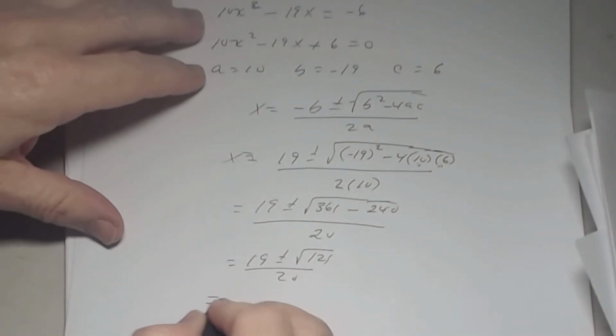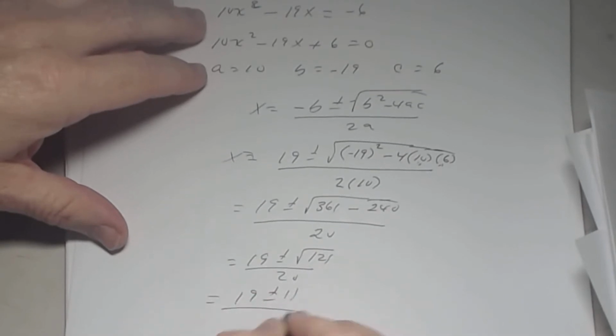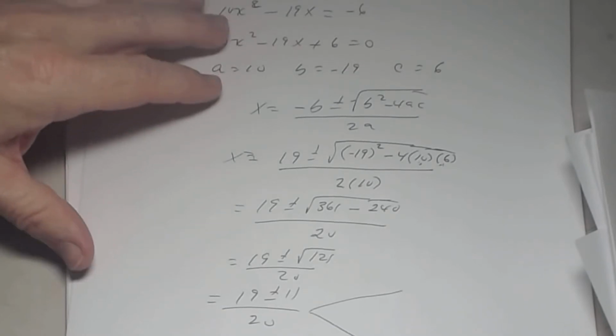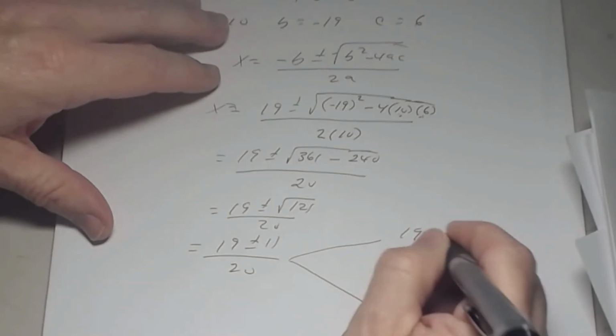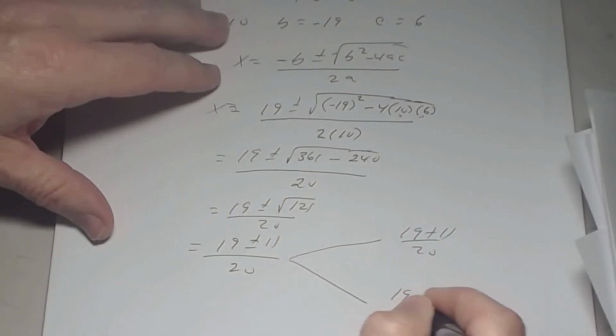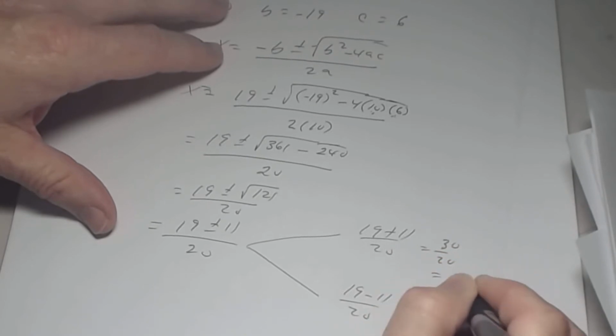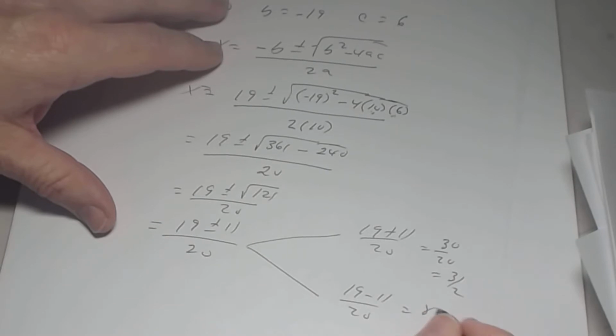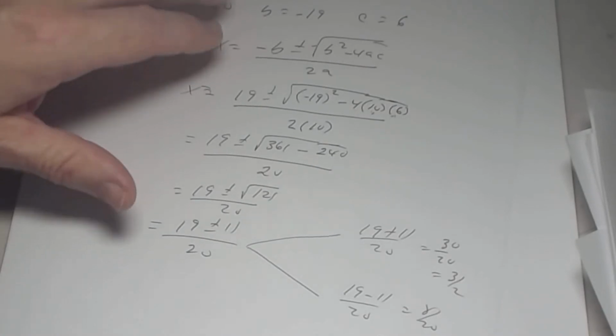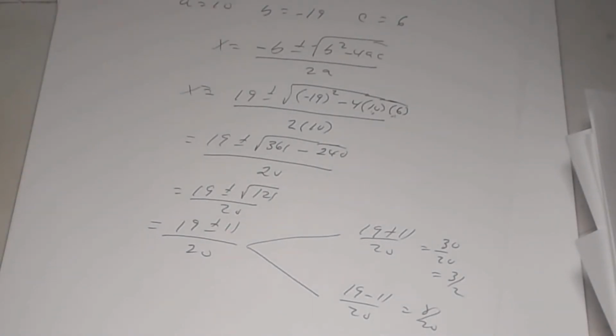So you're going to say 19 plus or minus 11 over 20. And then you got to split it, and that's where you split because it's rational. So you're going to say 19 plus 11 over 20, and 19 minus 11 over 20. That's 30 over 20, which is 3/2. This is 8 over 20, which is 2/5. They're both divisible by 4.